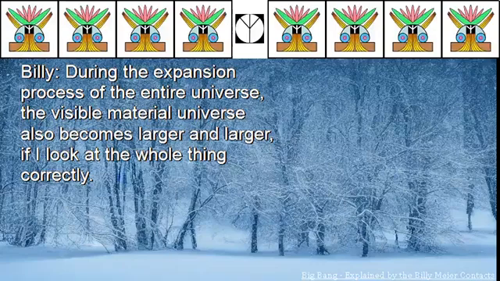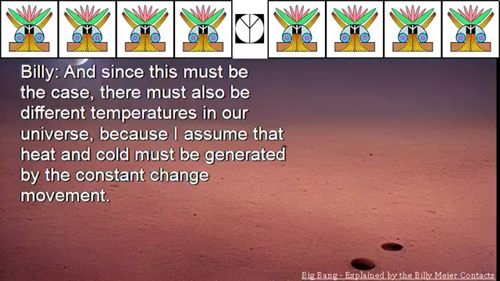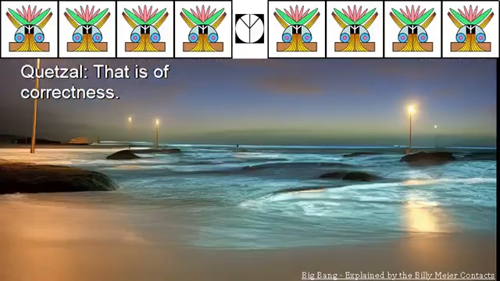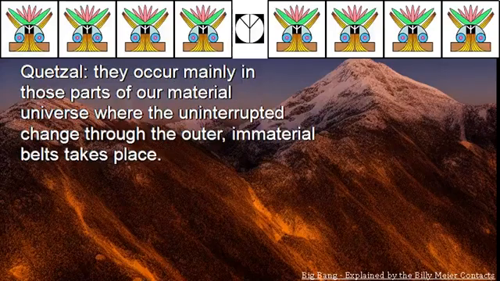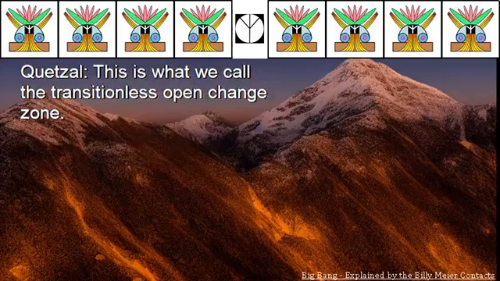During the expansion process of the entire universe, the visible material universe also becomes larger and larger, if I look at the whole thing correctly. And since this must be the case, there must also be different temperatures in our universe, because I assume that heat and cold must be generated by the constant change movement. Am I correct in my assumption? That is correct. Although the temperature fluctuations are universe-wide and very minimal, they occur mainly in those parts of our material universe where the uninterrupted change through the outer immaterial belts takes place. This is what we call the transitionless open change zone.